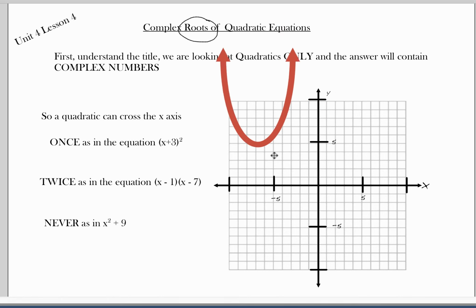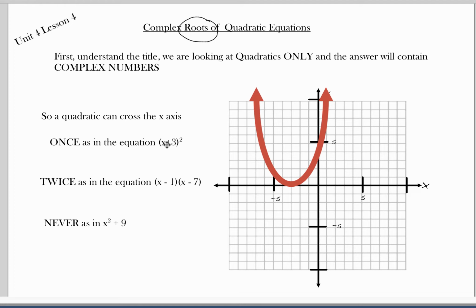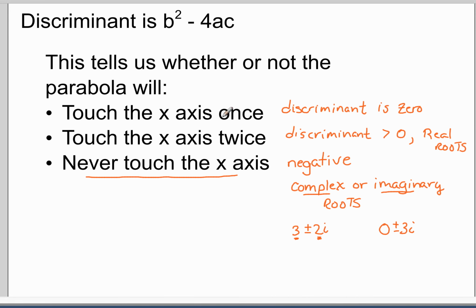I could have done the discriminant for this and found out that its discriminant would have been 0. For example, this comes from the equation x squared plus 6x plus 9, right? If I FOIL that out, the discriminant would have been b squared minus 4 times a times c. This is my a value, this is my b value, this is my c value. And look, 36 minus 36 is 0. So right here is an example of it touching the x-axis once. See, the discriminant was 0.